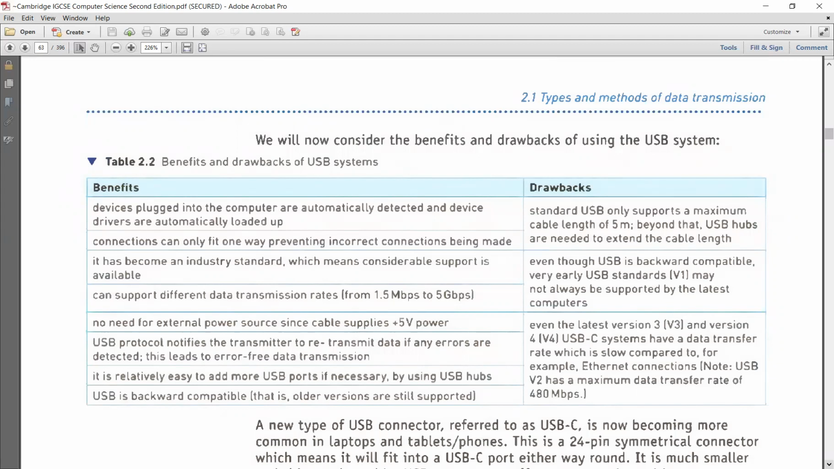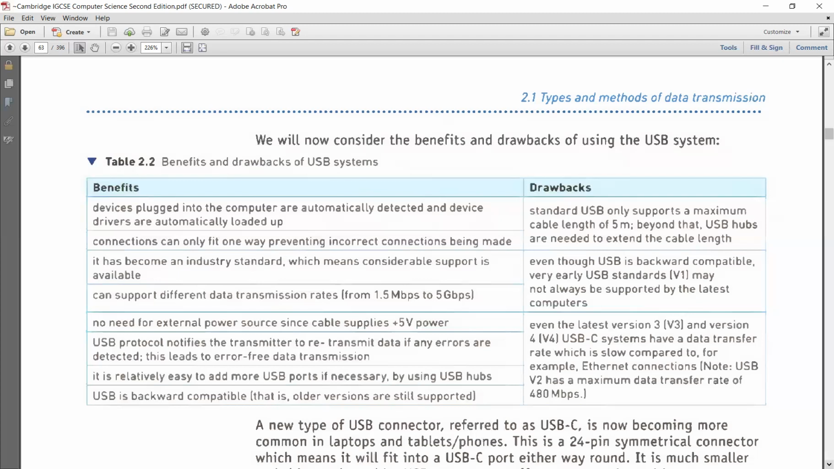USB protocol notifies the transmitter to retransmit the data if errors are detected. This leads to error-free data transmission. So this is something that you need to see. USB protocol is going to work on error detection. So if the data is not transmitted correctly, it will definitely raise this concern, and you will be getting the error-free transmission.